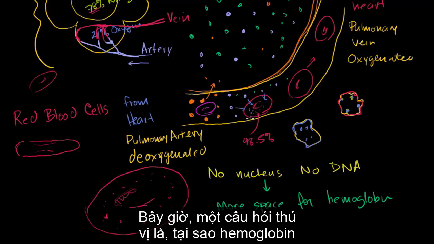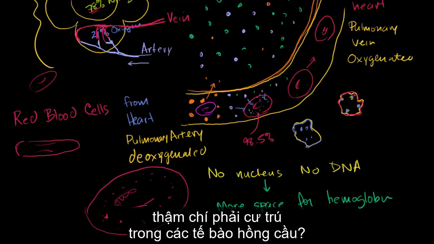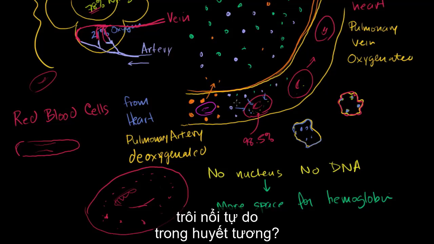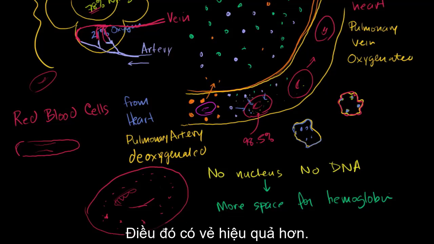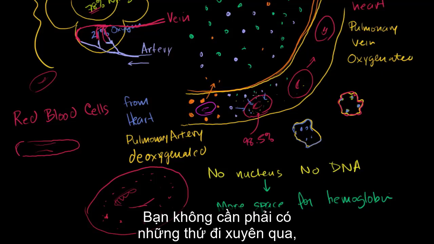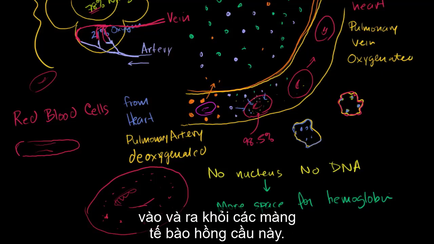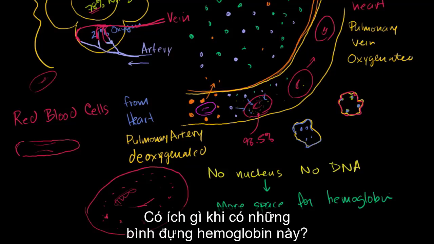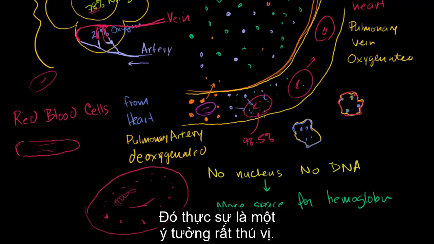Now, one interesting question is, why does the hemoglobin even have to reside within the red blood cells? Why aren't hemoglobin proteins just freely floating in the blood plasma? Well, that seems more efficient. You don't have to have things crossing through in and out of these red blood cell membranes. You wouldn't have to make red blood cells. What's the use of having these containers of hemoglobin? It's actually a very interesting idea.